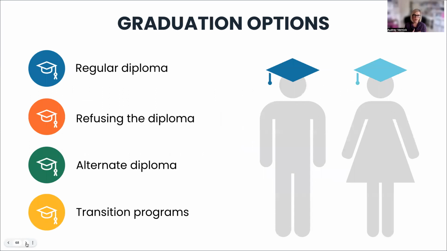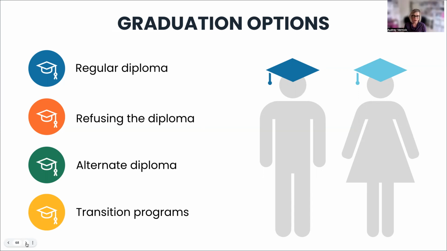So when your child graduates, they're going to graduate with a regular diploma or a certificate of completion. You can refuse the diploma if the student did not meet their goals or were not provided with an appropriate IEP, and ask the school to provide additional services until they graduate. They may have that alternate diploma or certificate of completion, which means they stay in a transition program provided by the school district through age 22. In some states, it's up to age 26. So really look at your state law.